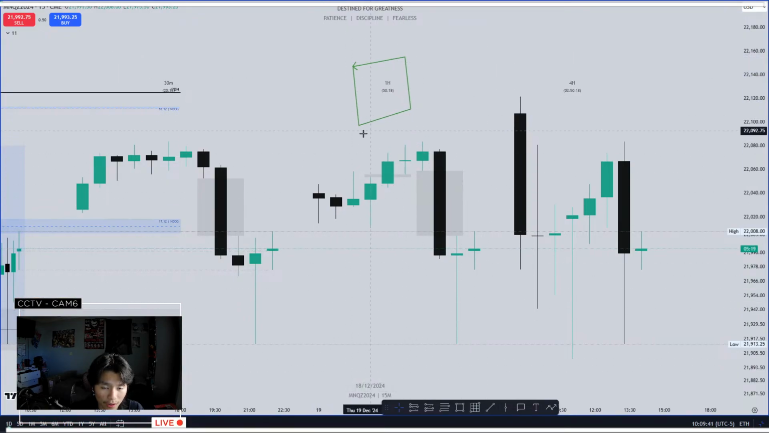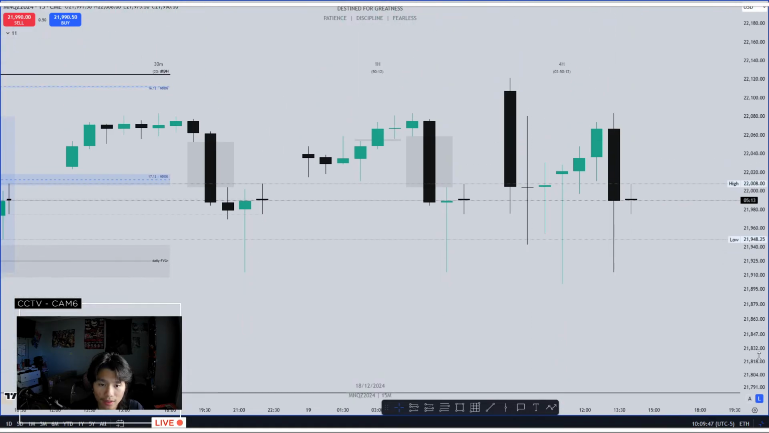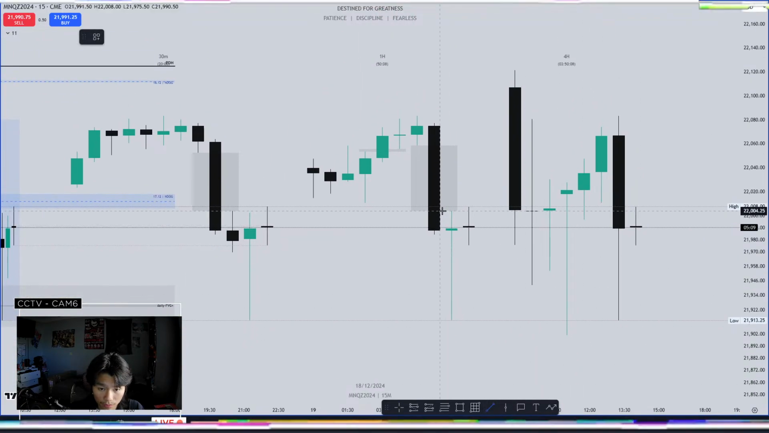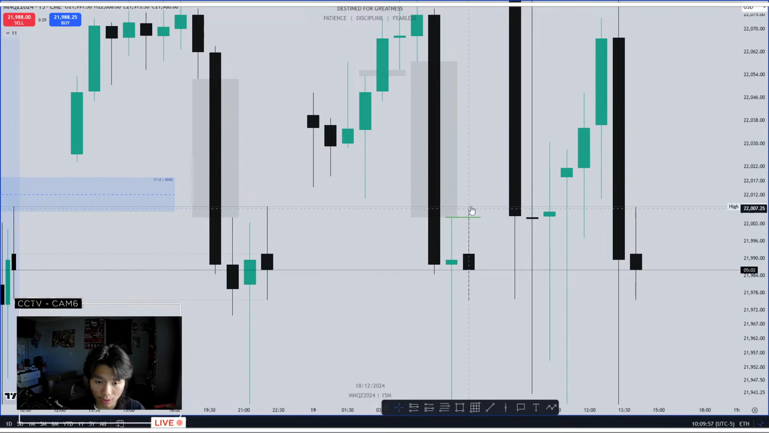These candles here are the hourly candles. What did we just do on the hourly time frame? We just traded up into that hourly fair value gap, right? It doesn't matter how high we get and how deep we get into this fair value gap, or how shallow we get into it or dig into it.